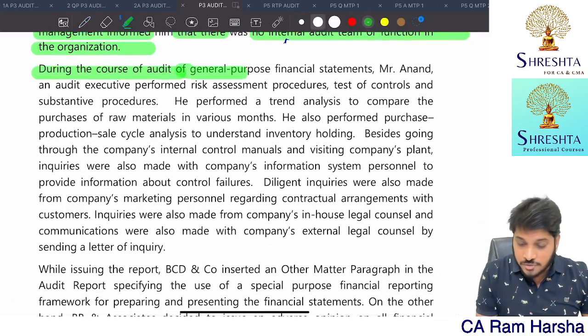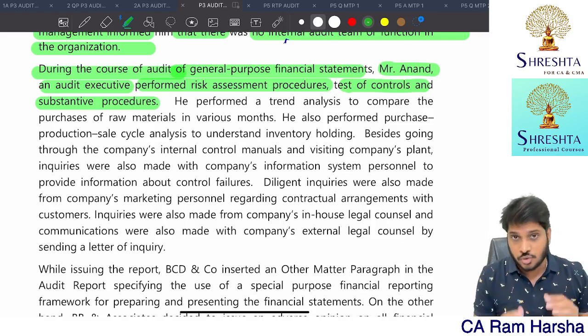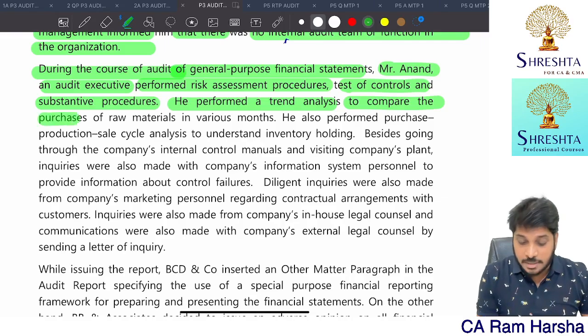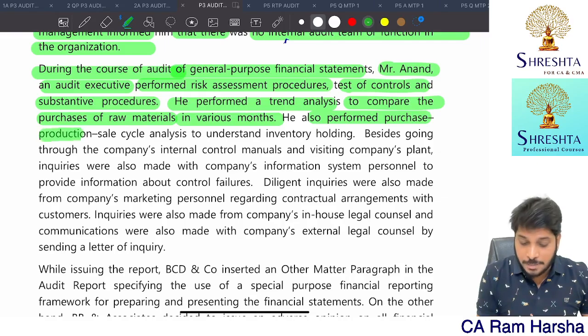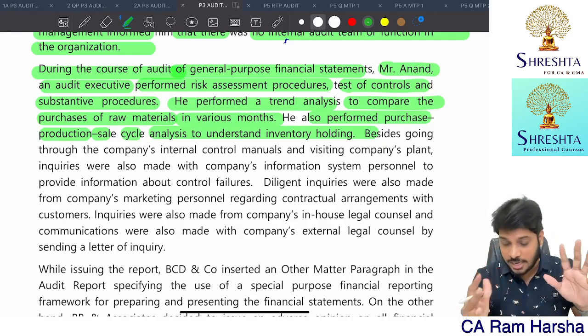During the course of audit of general purpose financials, Mr. Anand, an audit executive, performed risk assessment process, test of controls and substantive procedures. So he did risk assessments and further audit procedures. He performed a trend analysis to compare the purchase of raw materials in various months. So he also did analytical procedure. He performed purchase, production, sales cycle analysis to understand inventory holding. This is also analytical procedure.